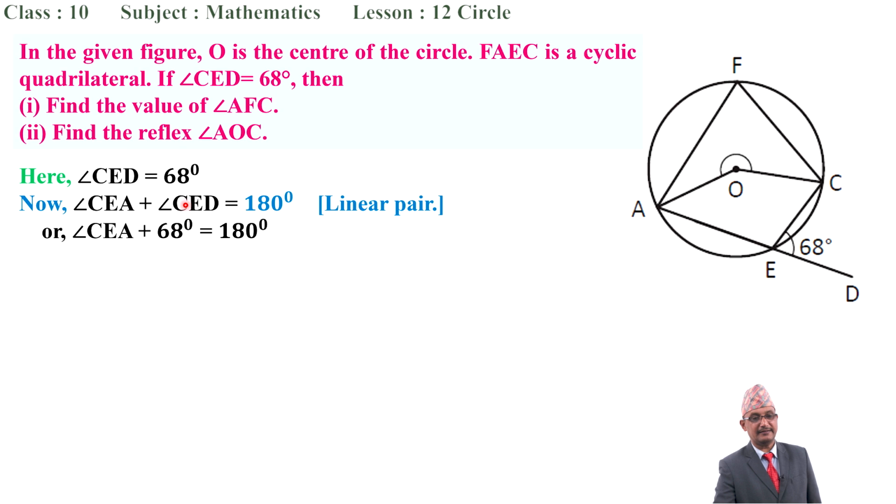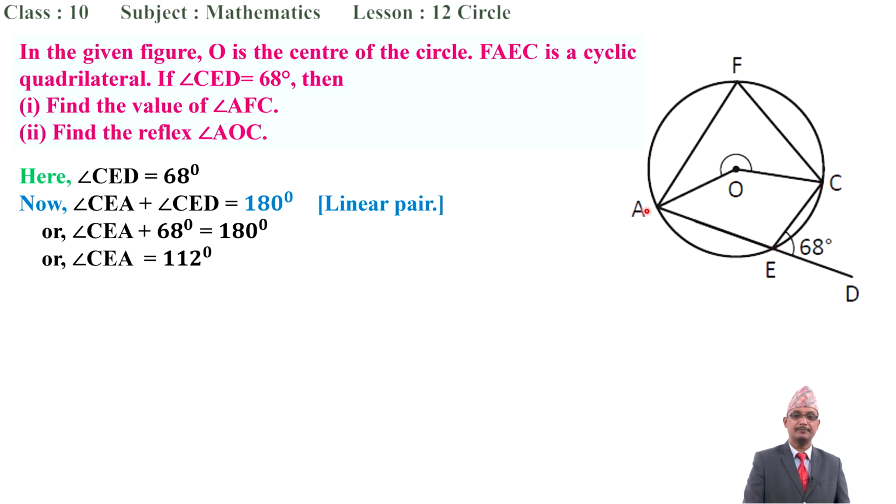Now put the value of angle CED. CEA as it is. Instead of CED, what can we write? 68 degrees. Send 68 to the right-hand side. Then 180 minus 68, which is 112 degrees. So we have got CEA as 112 degrees. But which angle do we have to find? AFC. Now check here. AFC and CEA are what type of angles? Yes, you are correct. They are opposite angles of a cyclic quadrilateral.